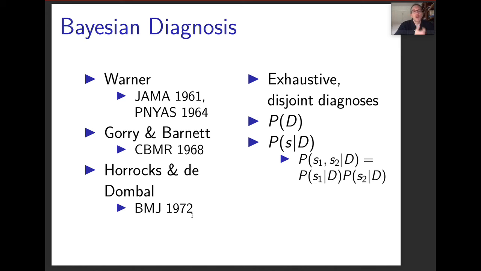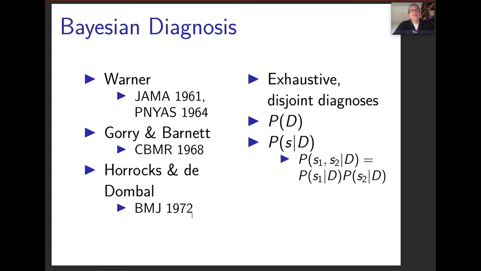The first was from Homer Warner, who we have met previously. He published a paper in the Journal of the American Medical Association in 1961, and a later follow-up in the Proceedings of the New York Academy of Science, that looked at Bayesian diagnosis of cardiac conditions. This was followed up a few years later by Gorry and Barnett, who were at Harvard, again on cardiac diagnoses. And then in the United Kingdom in 1972, a group looked at Bayesian diagnosis of the causes of abdominal pain.